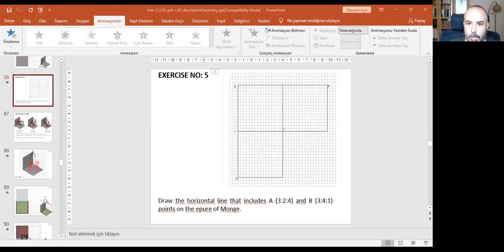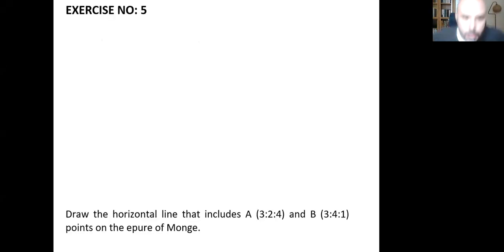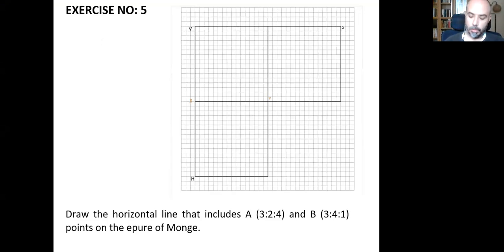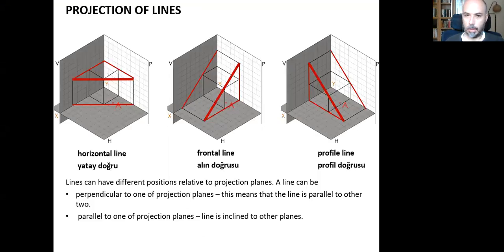Let's do another example in our fifth exercise. It says, draw the horizontal line that includes points A and B on the Epure of Monge. Again, we can use another A4 graph paper and create our three squares over it.